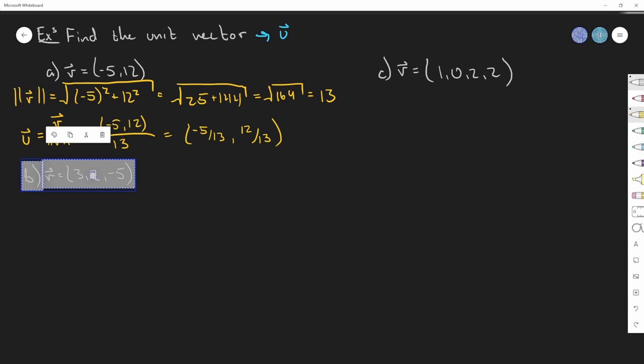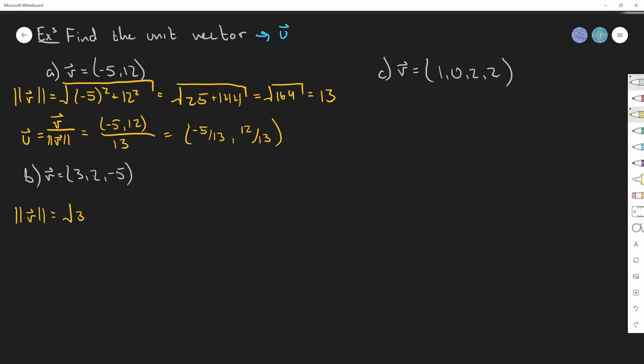So now for our next one, part B, do the same thing. Find the magnitude, 3 squared plus 2 squared plus -5 quantity squared. That is the same as the square root of 9 plus 4 plus 25. I really hope I'm doing this math right. 9 plus 4 is 13. So 25 plus 13 is equal to 38. Yep. So square root of 38 is our magnitude.